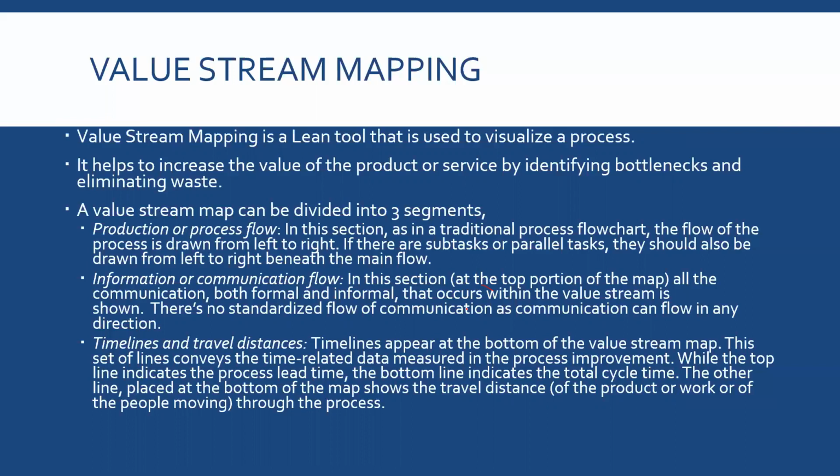Timeline and travel distance. The timeline appears at the bottom of the value stream map. At the end of the value stream map, below the symbols and everything, you will see some section where we have the time-related data measurements, such as the cycle time, the waiting time, etc. And the other line placed on the bottom of the flow shows the travel distance of the product or work of the people moving through the process.